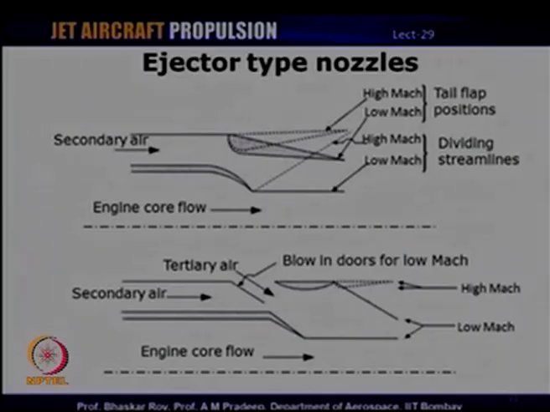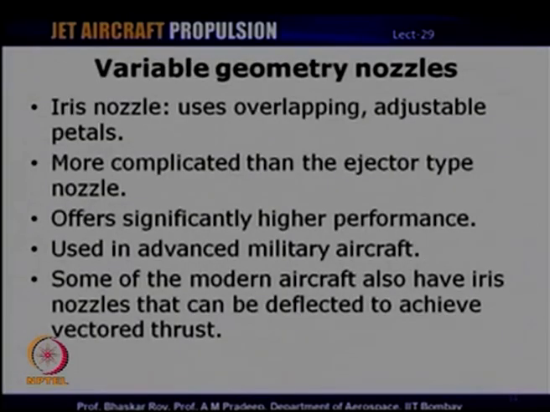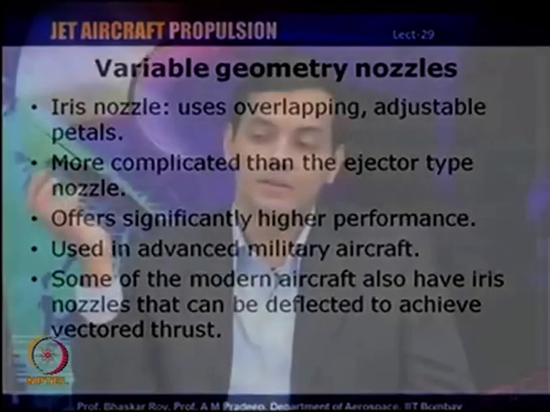We have seen the central spike or the central plug type nozzle, the other type is ejector type, and the third type is the iris nozzle. Iris nozzle basically uses overlapping and adjustable petals or flaps, and these are of course more complicated than the ejector or the other type of nozzles, but these offer substantially higher performance, and therefore, they are normally used in advanced military aircraft nozzles. And in some of the military aircraft, the iris nozzle itself can be deflected, like one example that I am going to show now. The nozzle itself can be deflected to achieve vectored thrust.